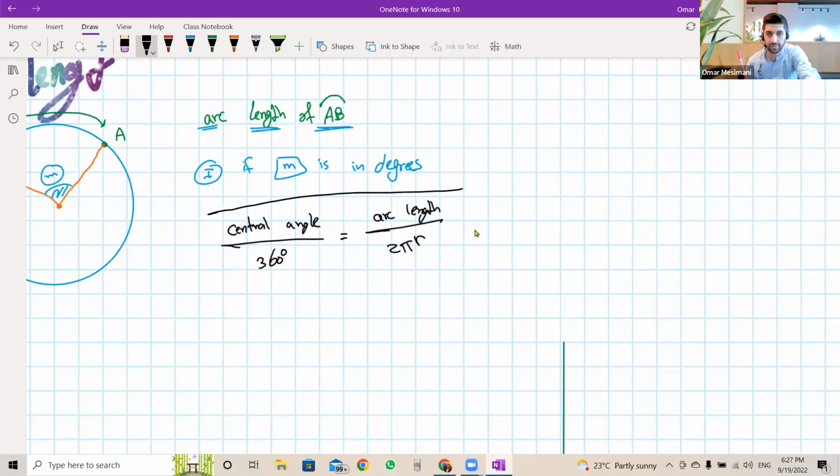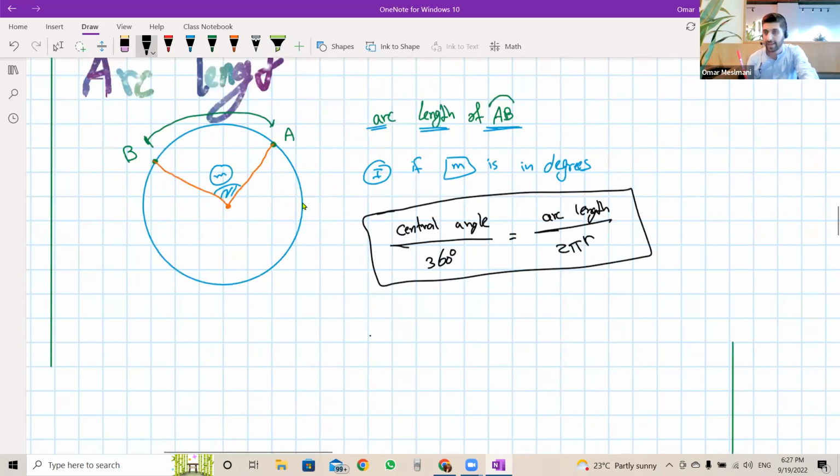Memorize this formula, guys. You use it once you have a central angle and this central angle is in degrees. It's not in radians, it is in degrees. Done? Are we good with the concept for a minute? I told you that this is the first way.